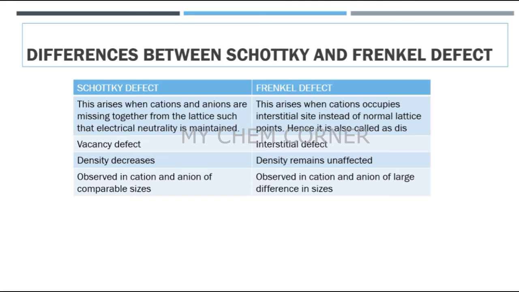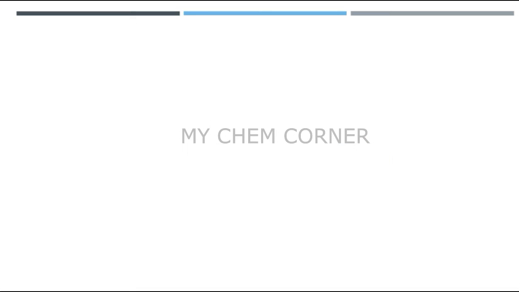Alright, so that was all about Schottky defect. We will now move on to the second type of a point defect, which is called impurity defect. So as the name says, it is due to an impurity. Alright, so here let's see how that happens.